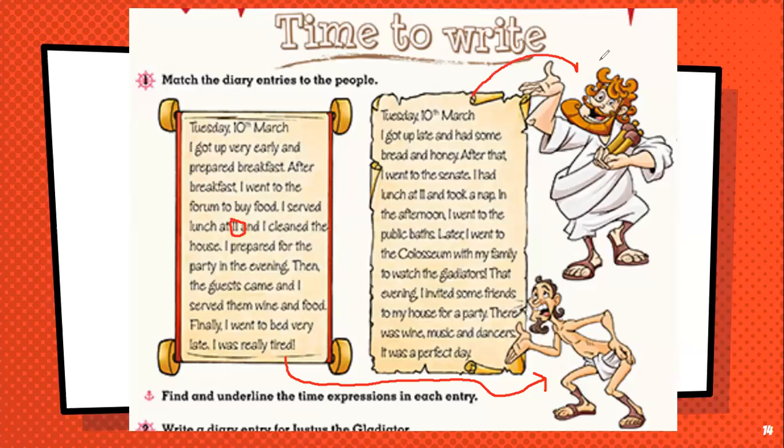Okay, so you match this one. Let me move this part. That means the first one corresponds to the slave and the second one to the emperor. So let's see right now. We find and underline the time expression in each entry. For example, the first time expression is this one, very early.